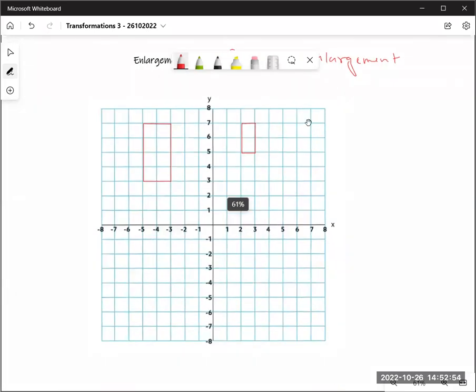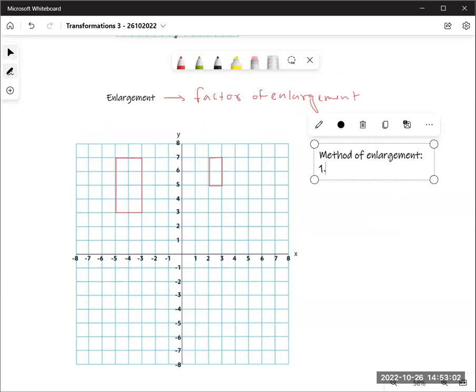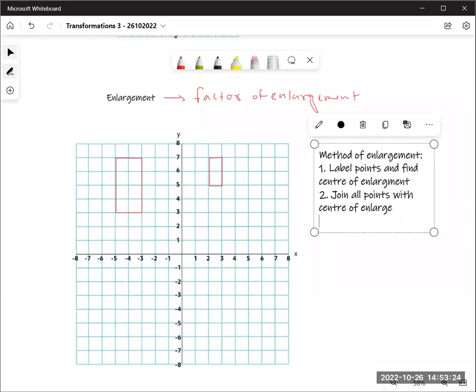Okay. The first thing is, again, write this in your notebook. Method of enlargement. First step, label points and find the center of enlargement. Second, join all points with the center of enlargement. Third, take the ratio to find the factor of enlargement.